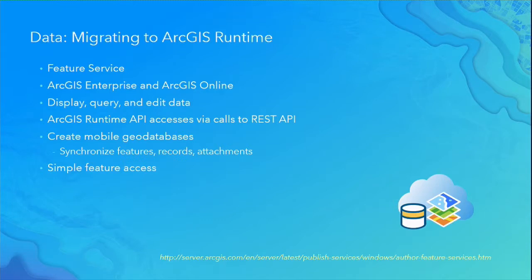So feature services. Feature services are hosted on ArcGIS Enterprise or ArcGIS Online. They allow you to display, query, and edit that data, and that data is residing in some kind of geodatabase behind that service, whether it's an enterprise relational database or the data store, or it's hosted in online somewhere. And the ArcGIS Runtime API is essentially making REST calls behind the scenes to the API that's exposed by that feature service.